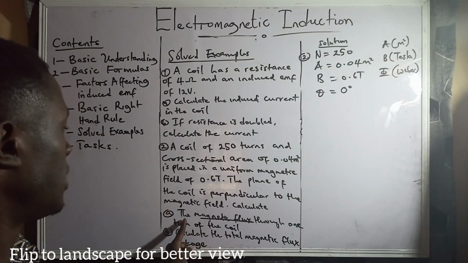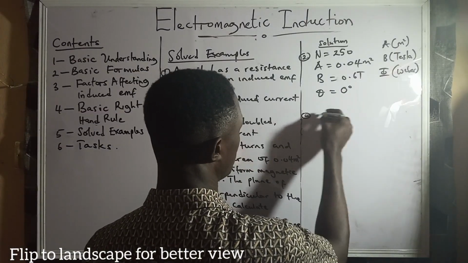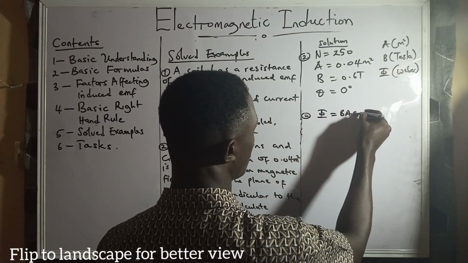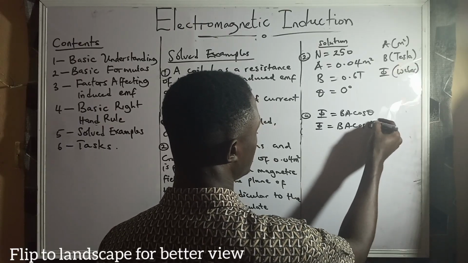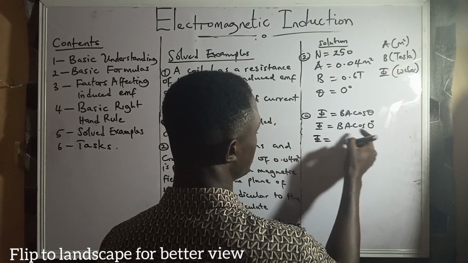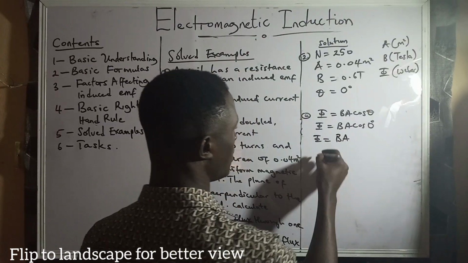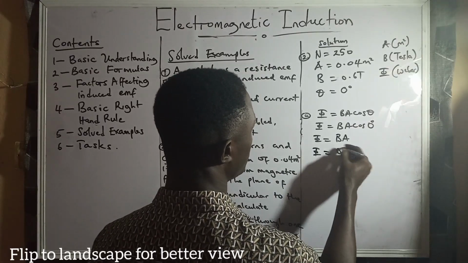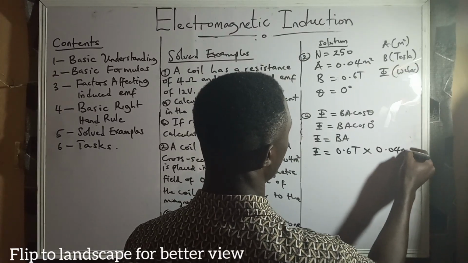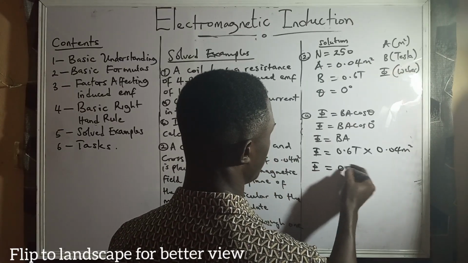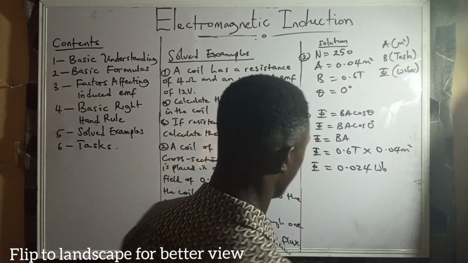A says that we should calculate the magnetic flux through 1 turn of the coil. Magnetic flux through 1 turn. So our magnetic flux is equal to BA cos theta. Our magnetic flux is BA cos 0. We already know cosine 0 degree is going to give us 1. If you multiply that one with BA, you have ordinary BA. So just multiply B, which is 0.6 Tesla, times area 0.04 meter squared, and your answer is going to give you 0.024 Weber. So that's the answer here.